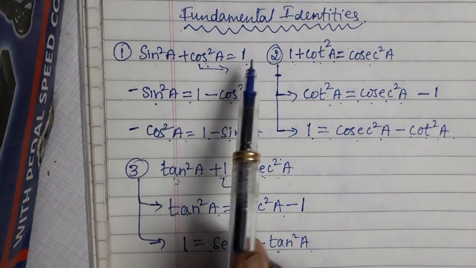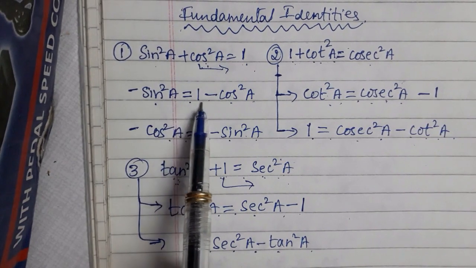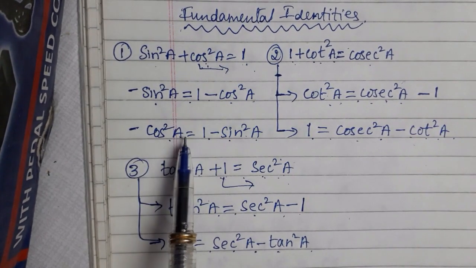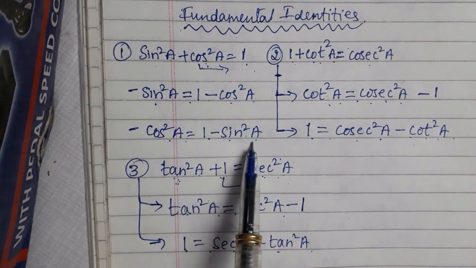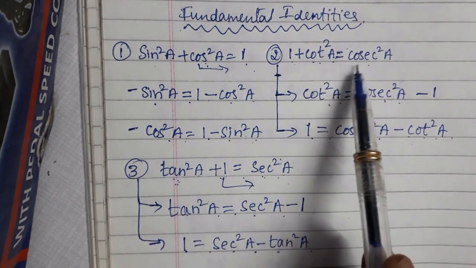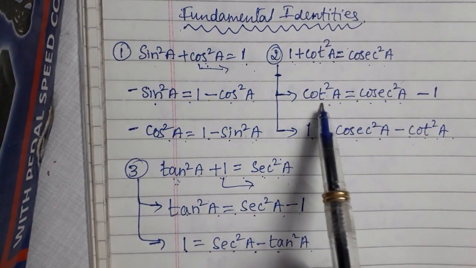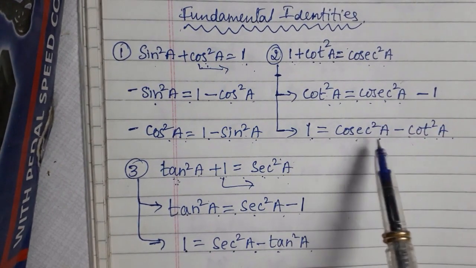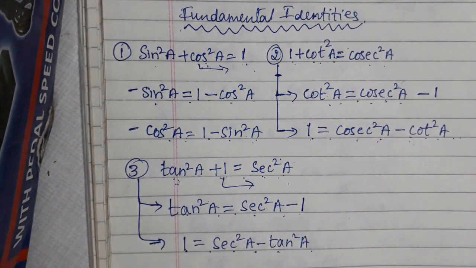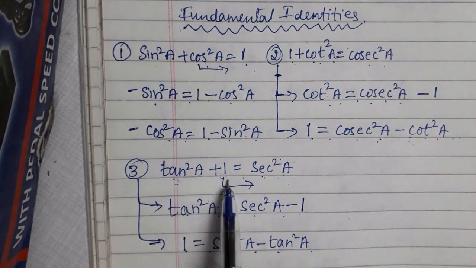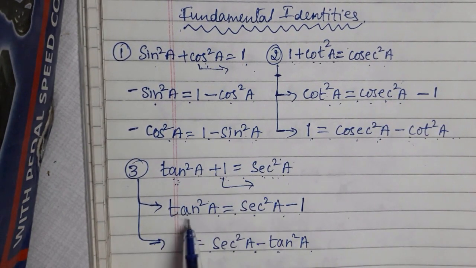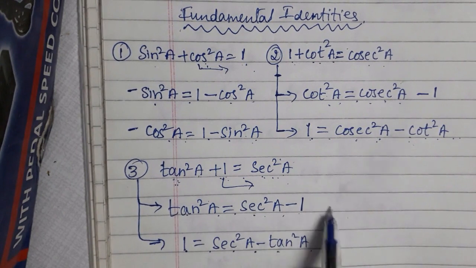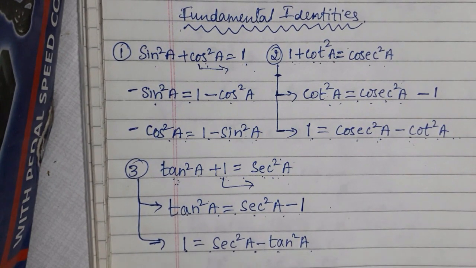Sin square A plus cos square A is equal to 1. Sin square A is equal to 1 minus cos square A. Cos square A is equal to 1 minus sin square A. 1 plus cot square A is equal to cosec square A. Cot square A is equal to cosec square A minus 1. 1 is equal to cosec square A minus cot square A. Tan square A plus 1 is equal to secant square A. Tan square A is equal to secant square A minus 1. 1 is equal to secant square A minus tan square A.